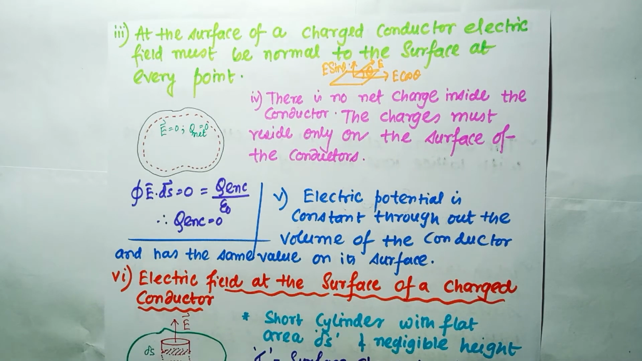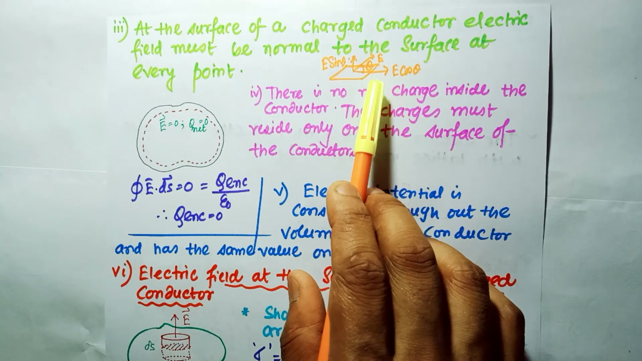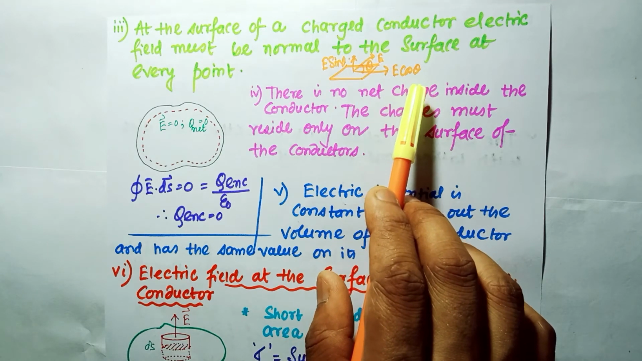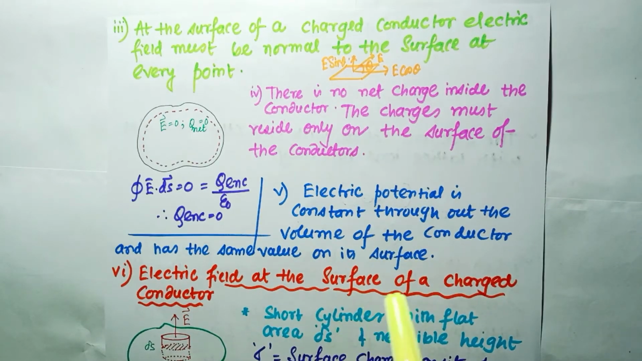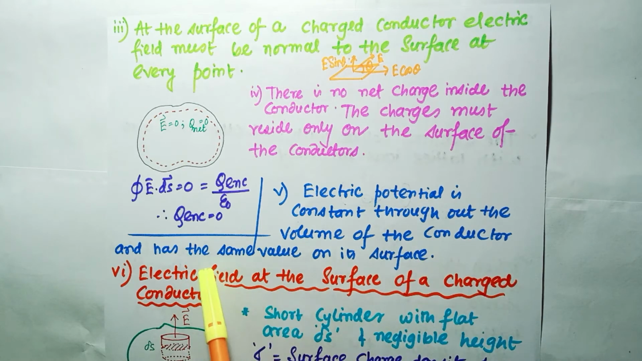Now, as we have already learned, the electric field is 0 inside the conductor and it has no tangential component on the surface. So there will be no net work done to move any charge from one point to another under electrostatic equilibrium. So the potential difference between any two points inside or on the surface of the conductor will be the same. So we can write that the electric potential is constant throughout the volume of the conductor and has the same value on its surface.